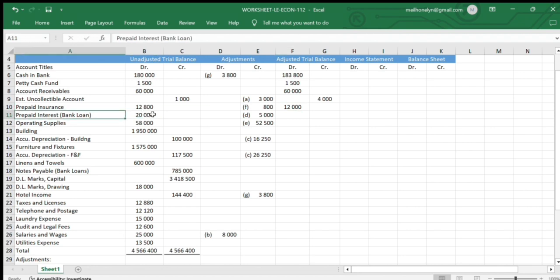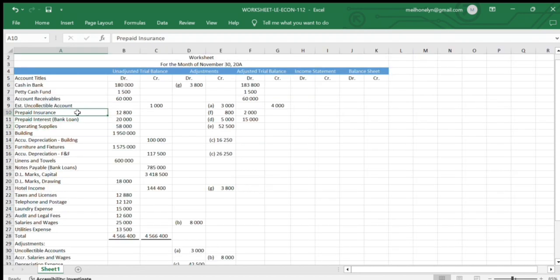So the next one is the prepaid interest bank loan. In this case, we will also have to subtract this one. So 20,000 minus 5,000 is 15,000. We will plot this on the debit side since it has the greater amount. The same as with the prepaid insurance and prepaid interest, all we have to do is subtract these two since it is debit and credit. So 58,000 minus 52,500 is 5,500.